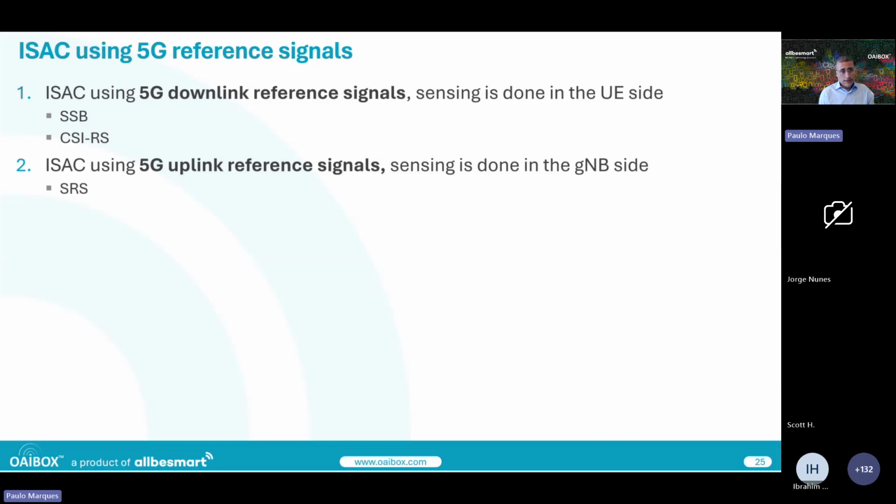Now we are going to explore the existing 5G reference signals to implement ISAC use cases. We have, let's say, two approaches. The first is ISAC using 5G downlink reference signals. The sensing is done on the UE side, the ISAC node. For this, you can reuse the SSB signals or the CSI-RS signals. Another approach is to use the uplink reference signals. The sensing then is done on the gNodeB side, and we can explore the uplink SRS signals. Different approaches have different advantages and disadvantages.